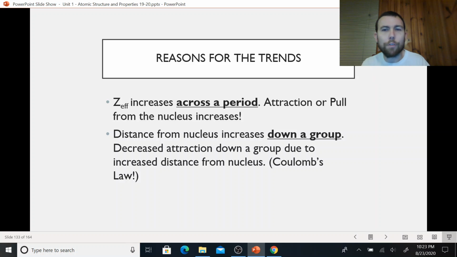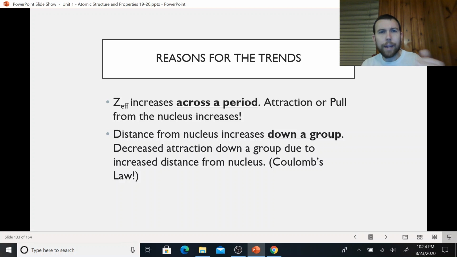Now, a word before we start diving into the periodic trends. AP really wants you to focus in on effective nuclear charge and Coulomb's law as explanations for periodic trends. It's simply not enough to say you've memorized the trend. I know for honors chem you could probably get by with that, but for AP, it's going to be extremely important that you tie the periodic trends that we look at back to effective nuclear charge and to Coulomb's law.